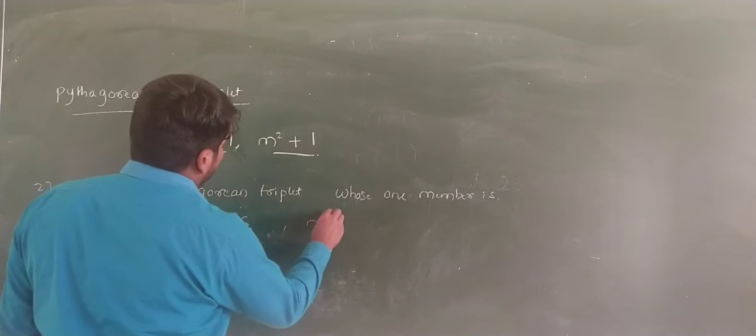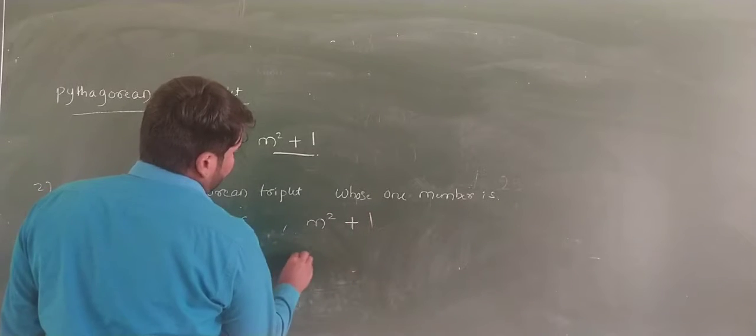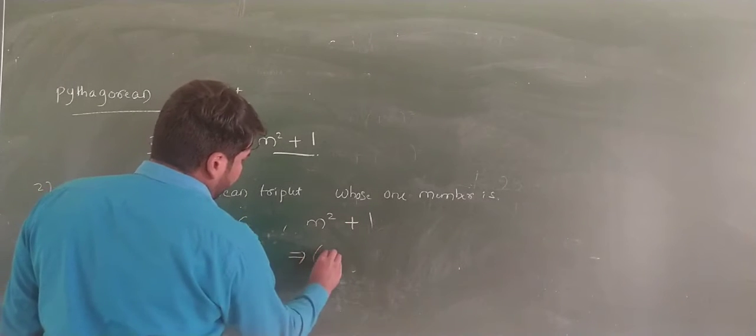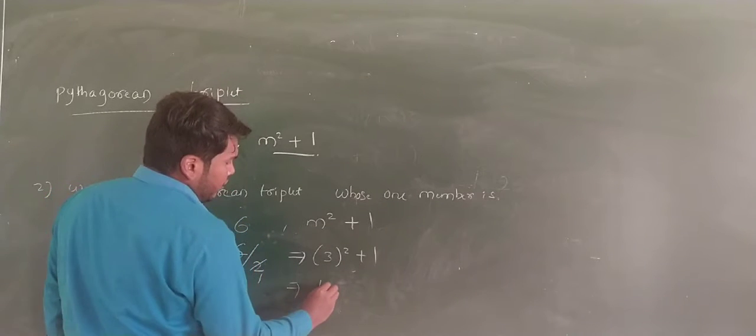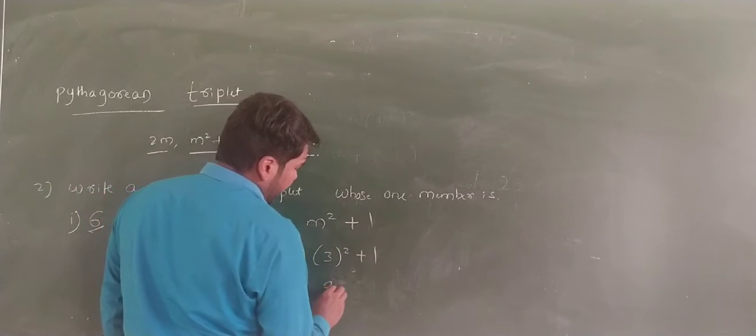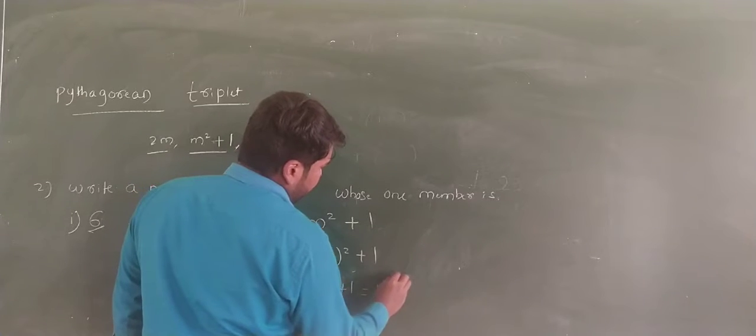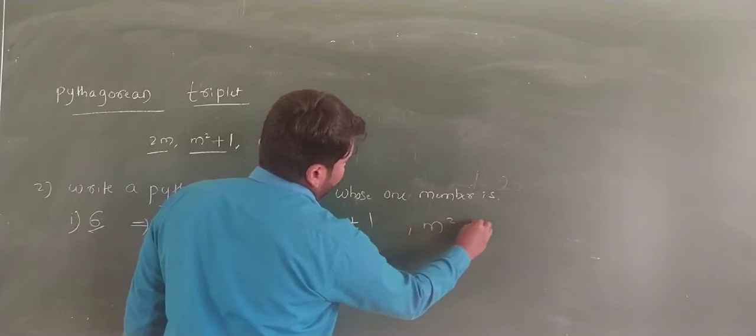Similarly, m square plus 1: m is 3, so 3 square plus 1, where 3 square is 9, and 9 plus 1 is 10. Similarly, we have m square minus 1.